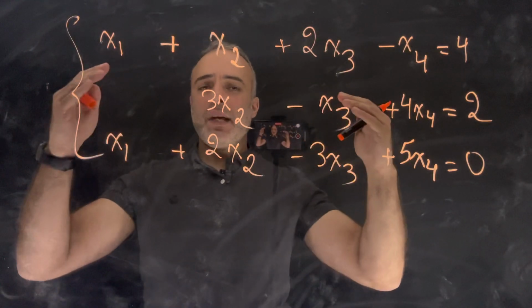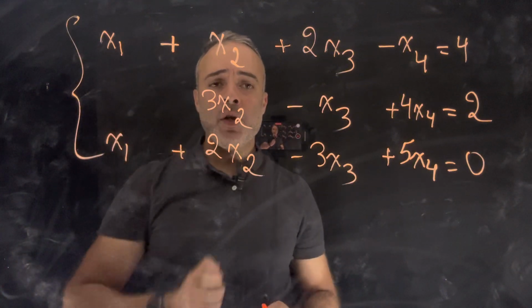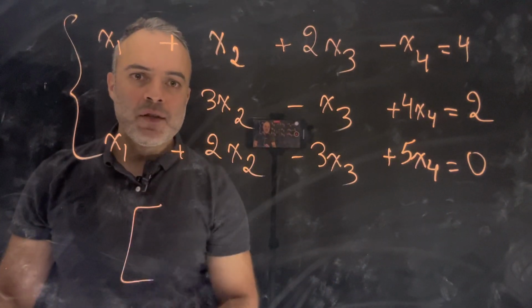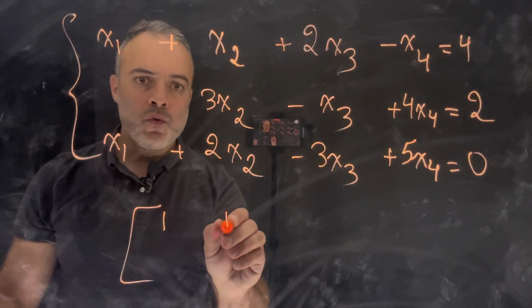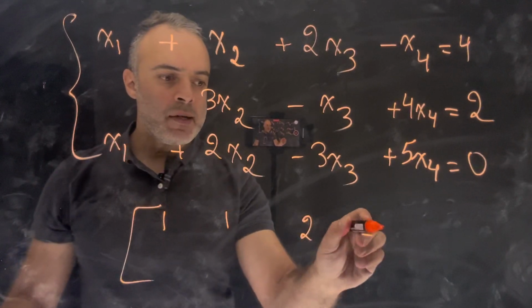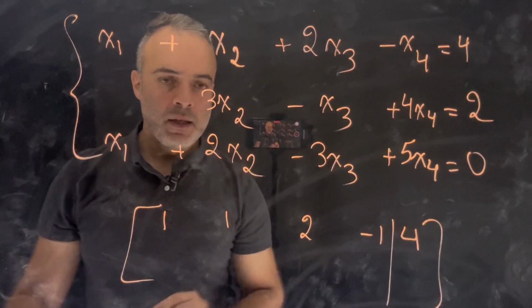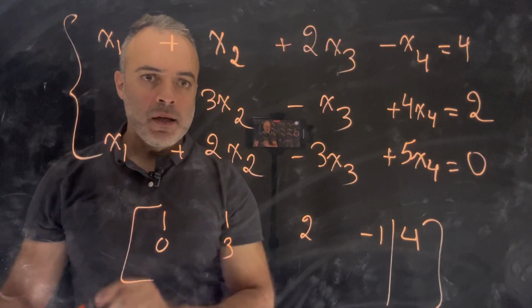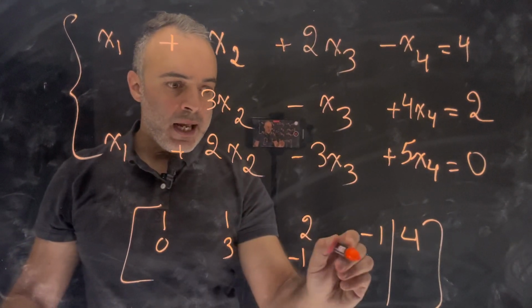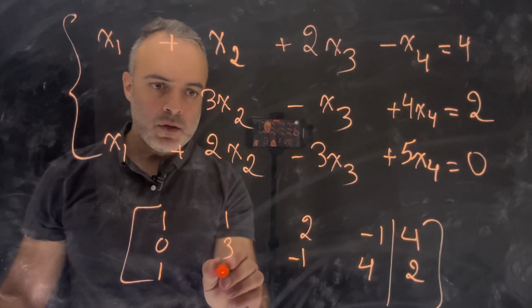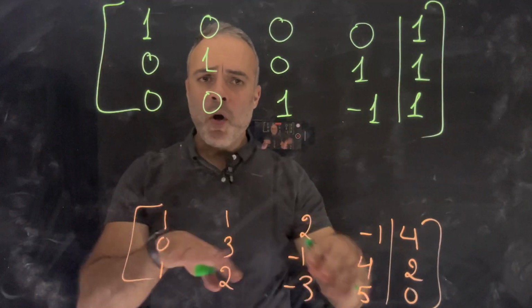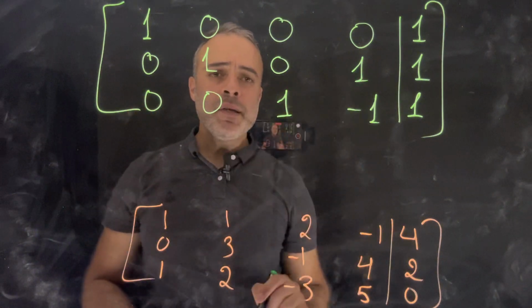So here we have, as you can see, 3 equations with 4 unknowns or 4 variables. So the augmented matrix is 1, 1, 2, and minus 1, then 4, and 0, 3, minus 1, and 4, and 2, and 1, 2, minus 3, 5, and 0. So we do all the work, and we end up with this.